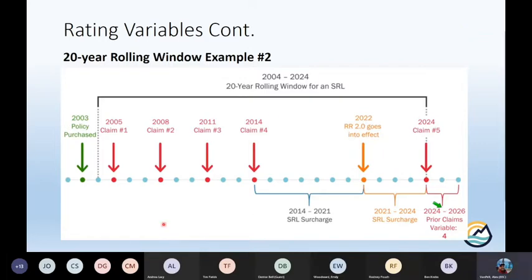Again, though, the first claim, 2005, in 2025, that should be beyond the 20-year period. That first claim will fall off, and they'll only be considering 3. So that rolling period follows you, for every year that you renew. It's 20 years from the day you renew. Okay? Any questions with that? I don't see anything, but I want to make sure I'm giving you guys the option to ask questions in the chat. So if you have one, please ask me.